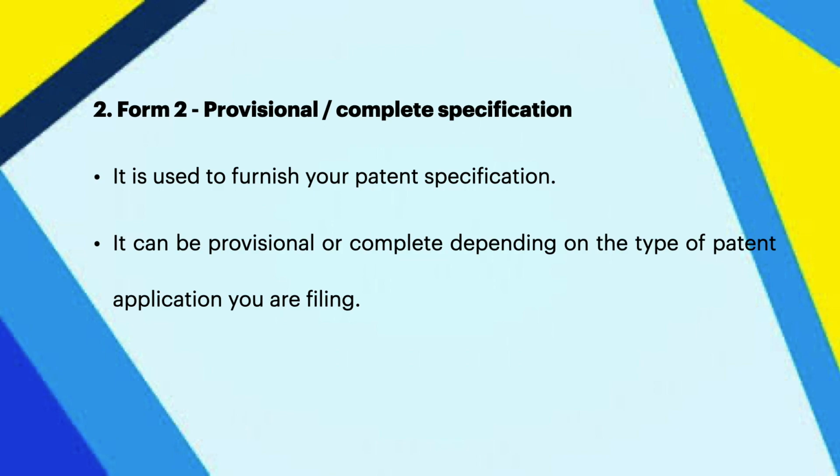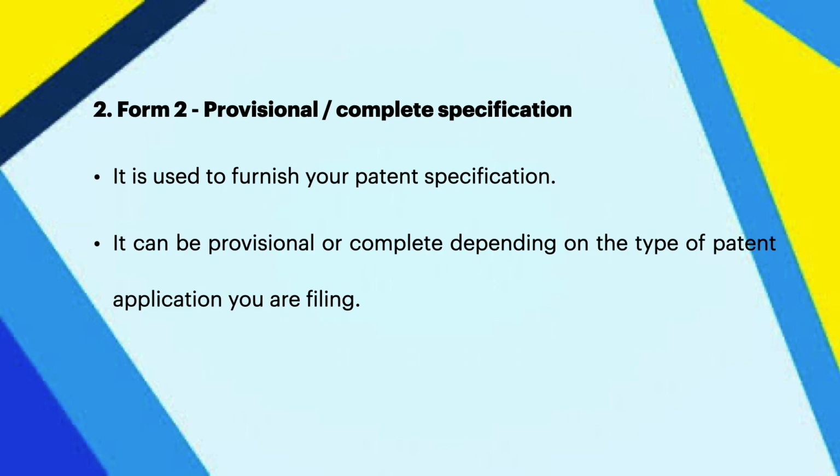So why is this form used? It is used to furnish your patent specification. Step number 2 completely deals with your invention. Step 1 deals with your basic information. Step 2 deals with your current invention. What have you invented? Everything, specification.